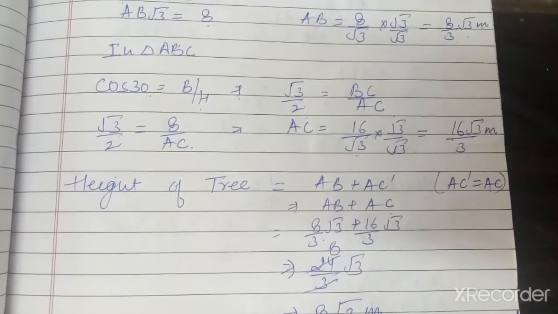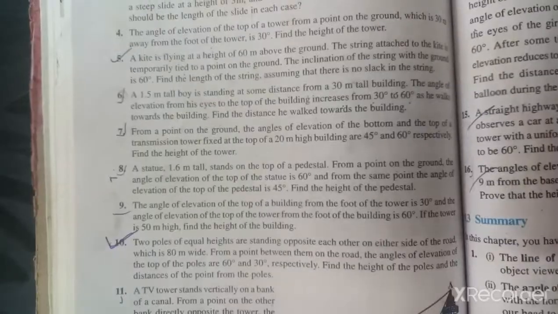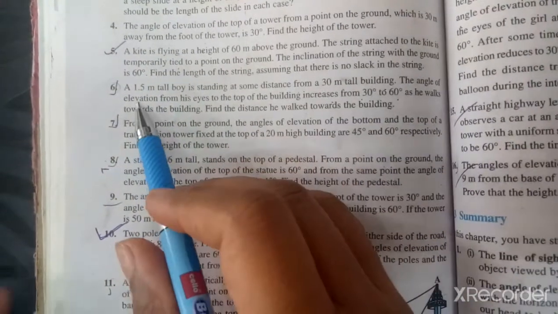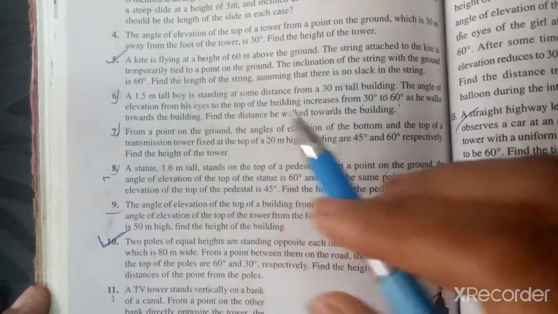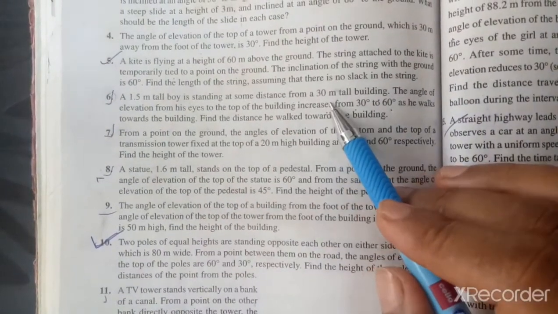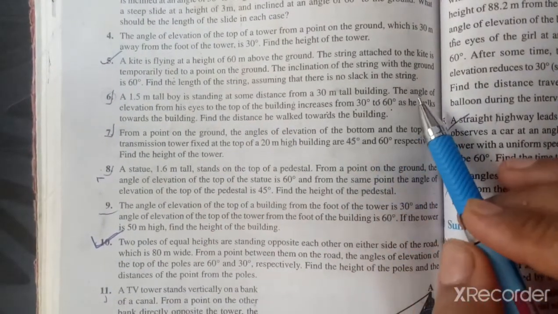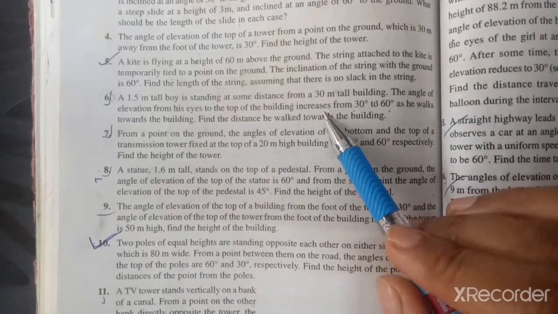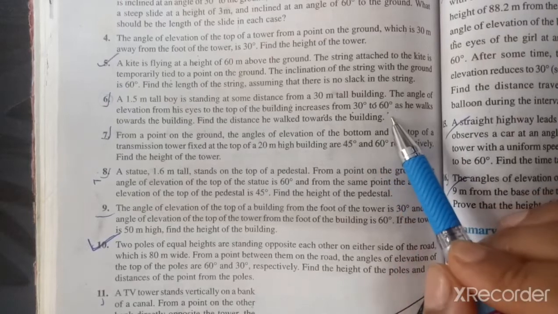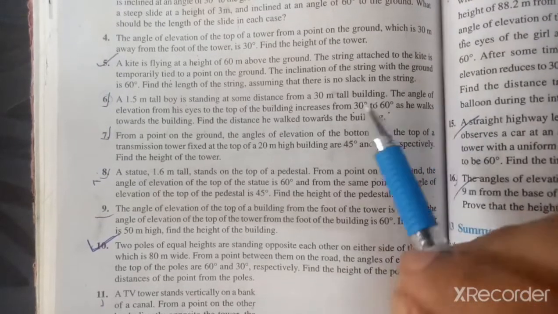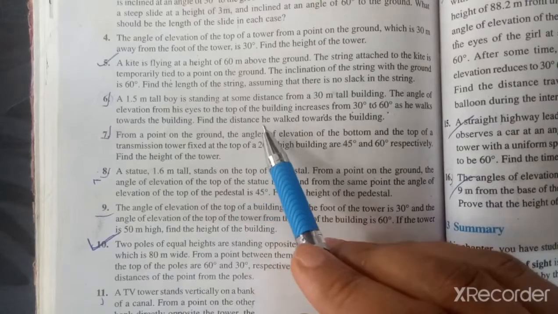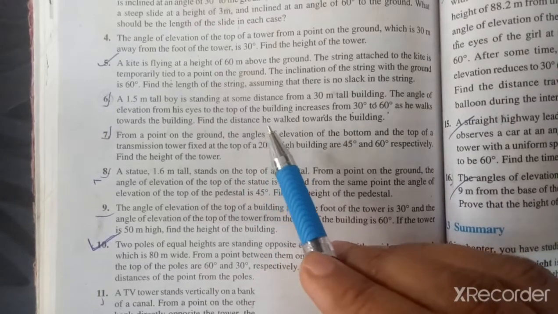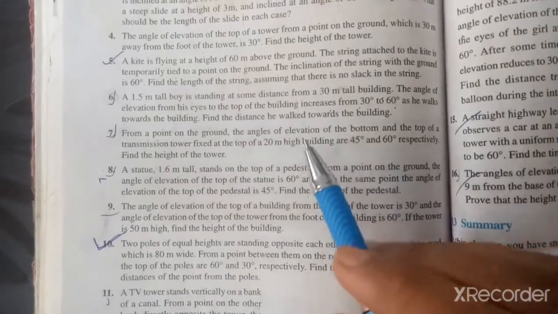Let me start with the next question, that is question number 6. A 1.5 meter tall boy is standing at some distance from a 30 meter tall building. The angle of elevation from his eye to the top of the building increases from 30 degree to 60 degree as he walks towards the building. Find the distance he walked towards the building. In this question we have to find the distance that he covered towards the building.